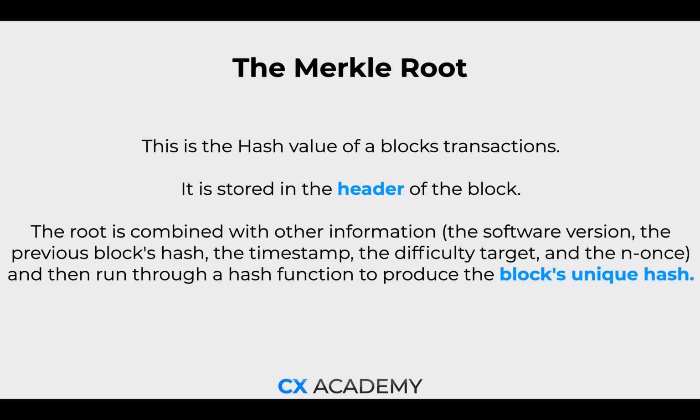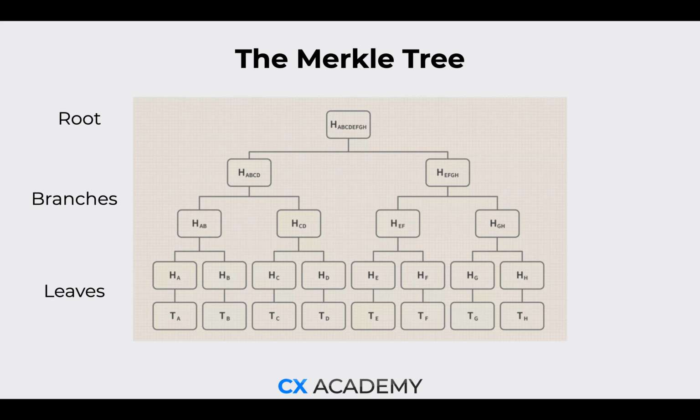So if you wanted to view a specific transaction, you would simply break down the root value. Okay, so if we wanted to find HD, we would find first HABCD. Then we would split it up into HAB or HCD. We would go with HCD. Then we would find HD, and we would find the transaction of D. Okay, just briefly, that's how it would work.